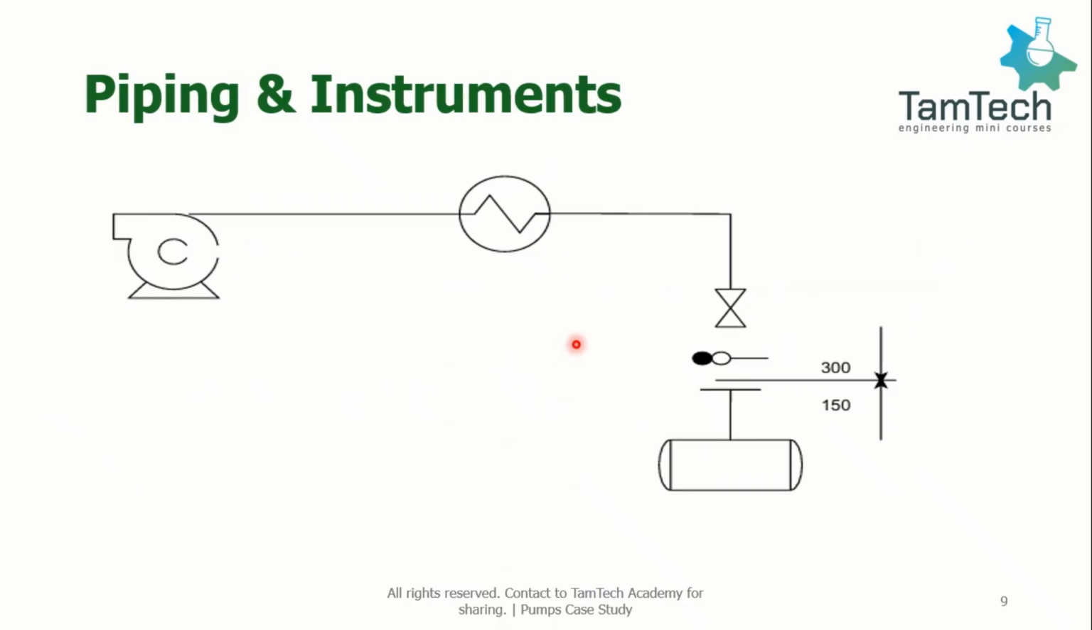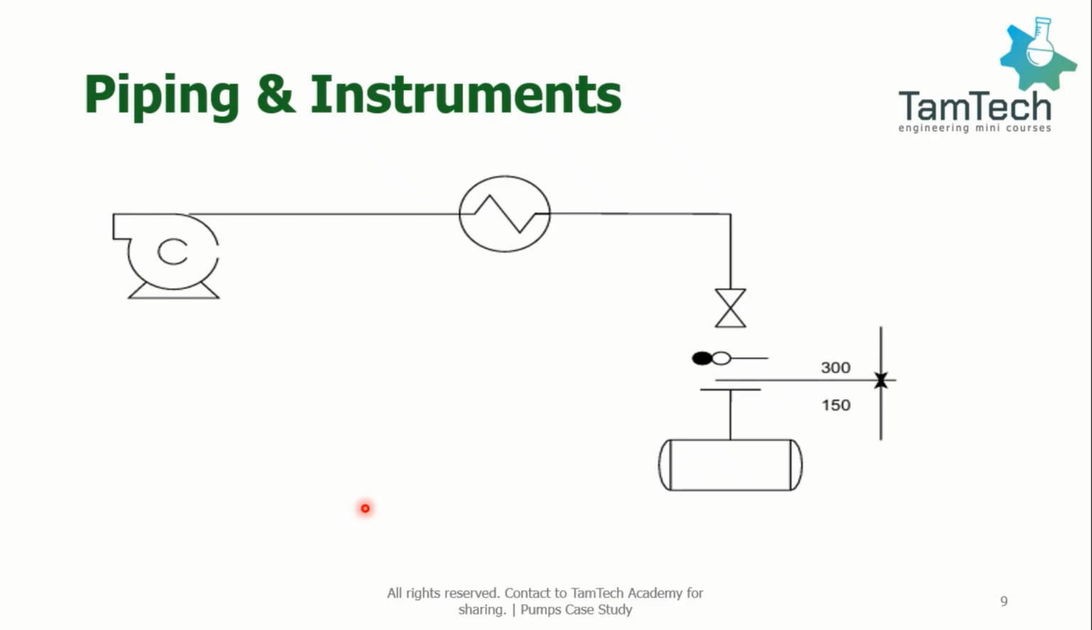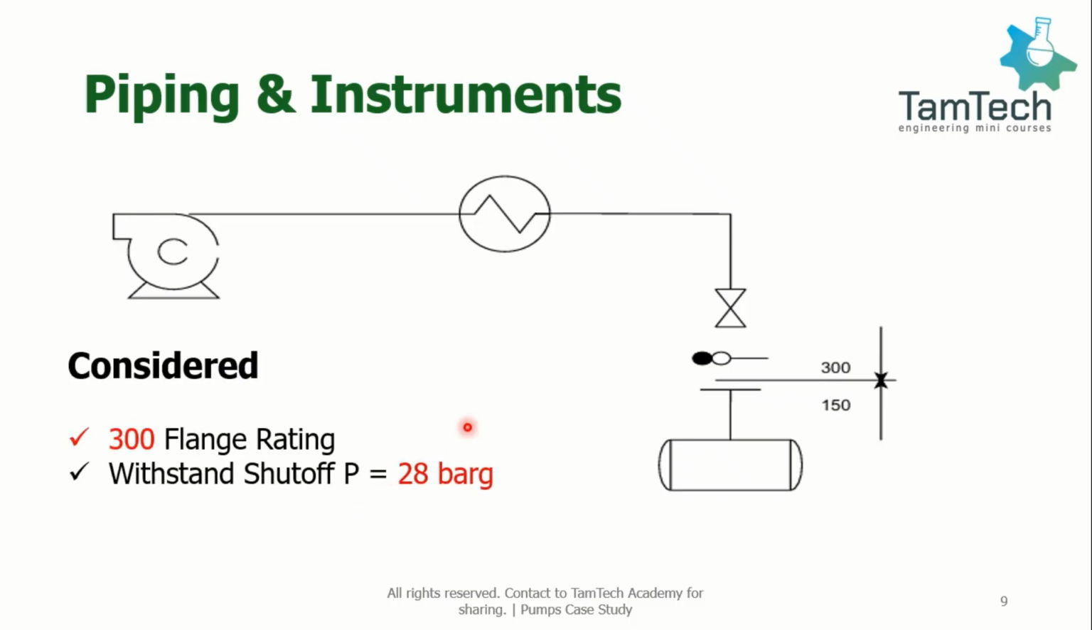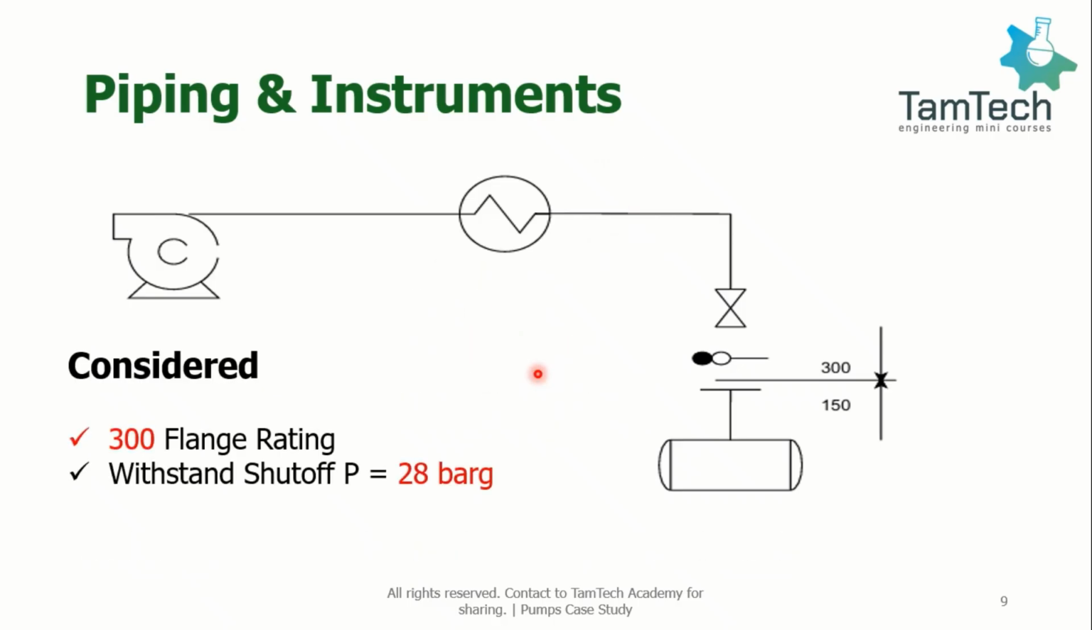For the piping and instruments, they had already considered a 300 flange rating, which can withstand the new 28 barg pressure. But the real issue is with the heat exchanger. As the design pressure of the heat exchanger was only 25 barg, the exchanger was mechanically designed to withstand only 25 barg. Based on mechanical calculations on the heat exchanger, the maximum allowable working pressure was found to be 26 barg.